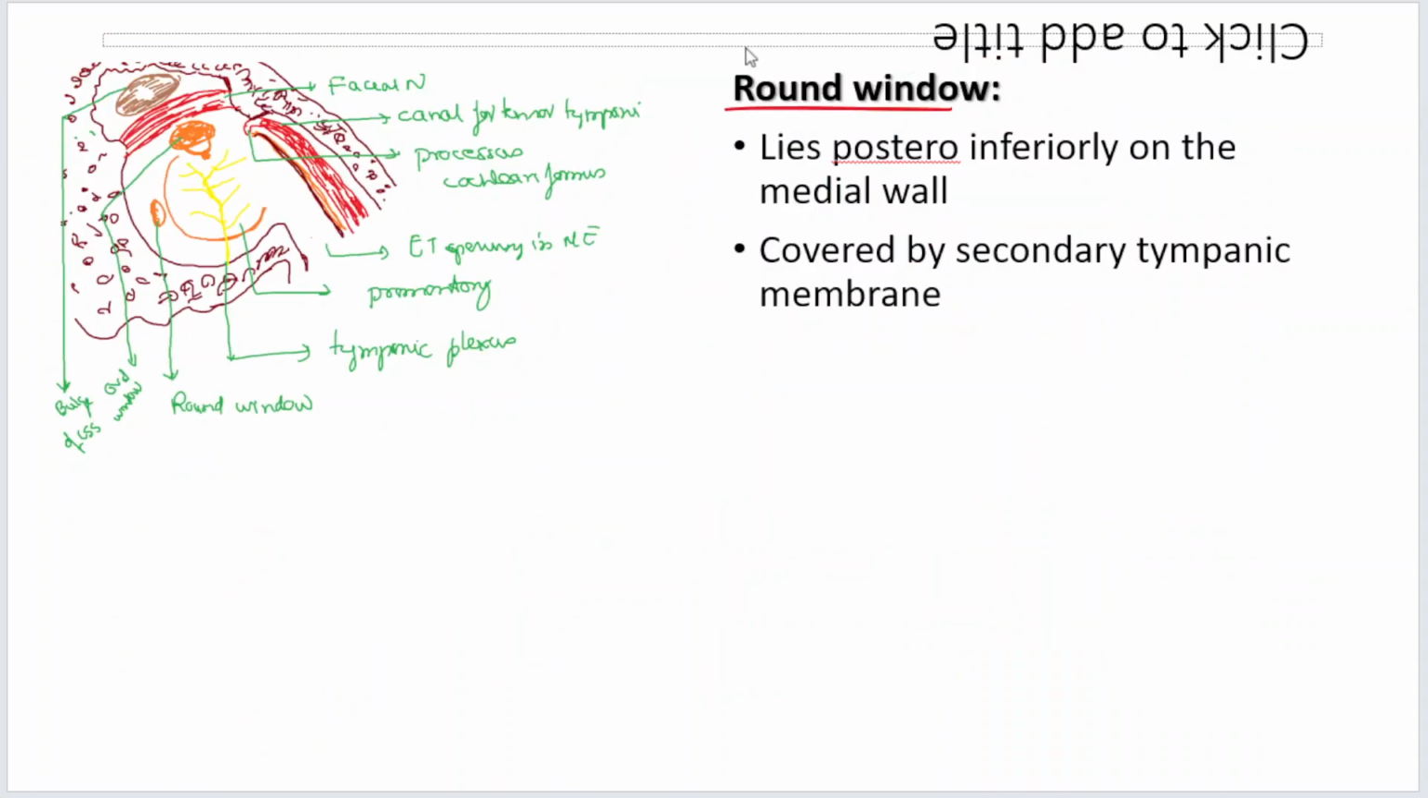Round window. Posterior inferiorly. So this is the inferior superior part, posterior anterior part. Posterior inferiorly you will have the round window which is covered by the secondary tympanic membrane, and this entire part you will call the round window niche. It is covered by the secondary tympanic membrane.